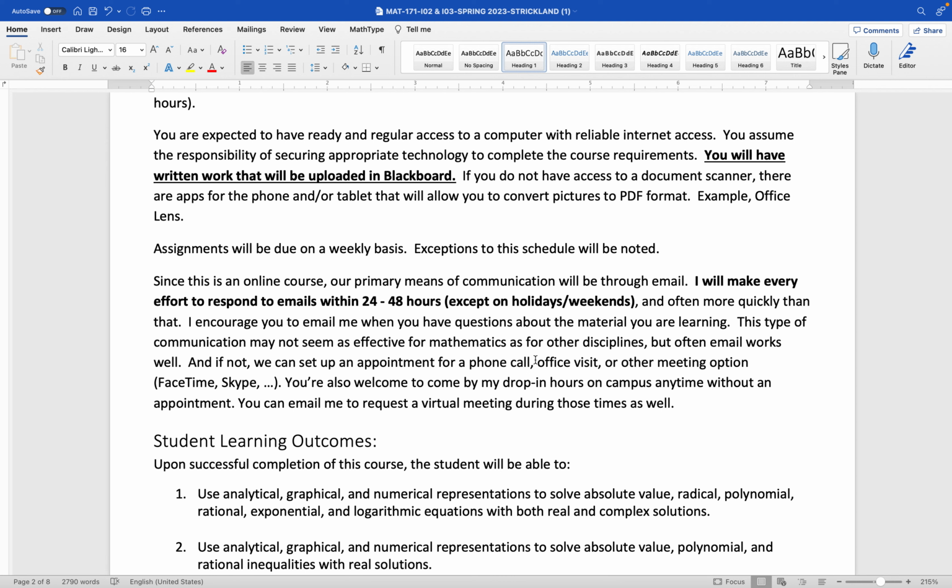If you happen to be on campus, you're welcome to drop by and see me on campus anytime without an appointment. And feel free to email me if you have any questions. Also, you can visit virtually through Zoom, and I do have that contact information available.